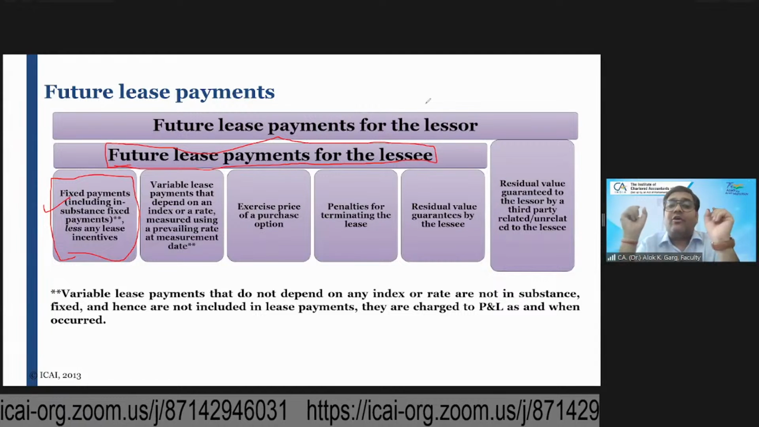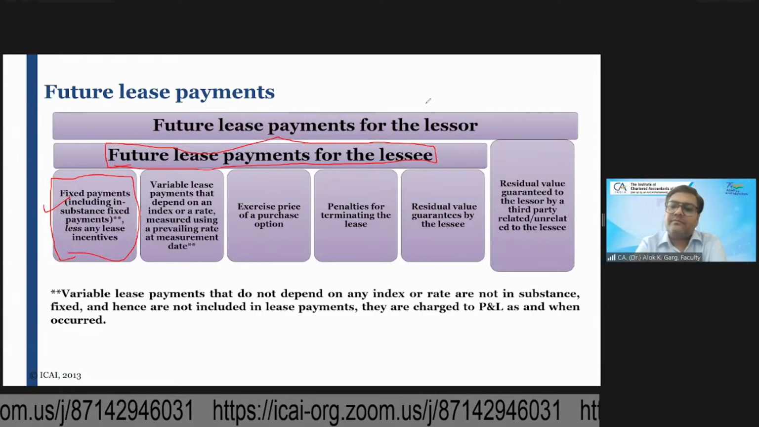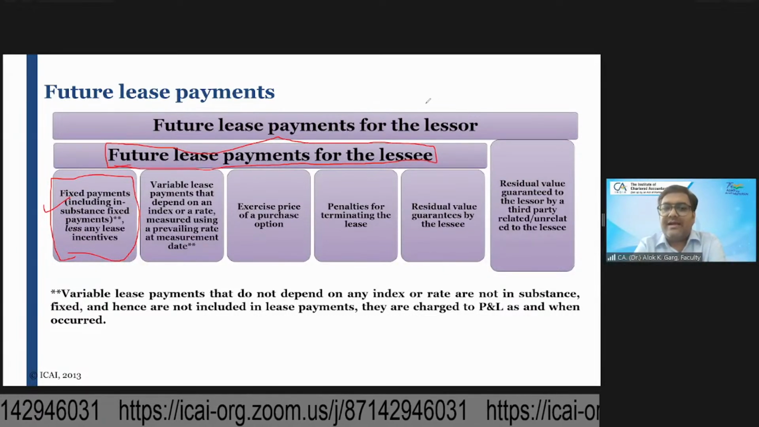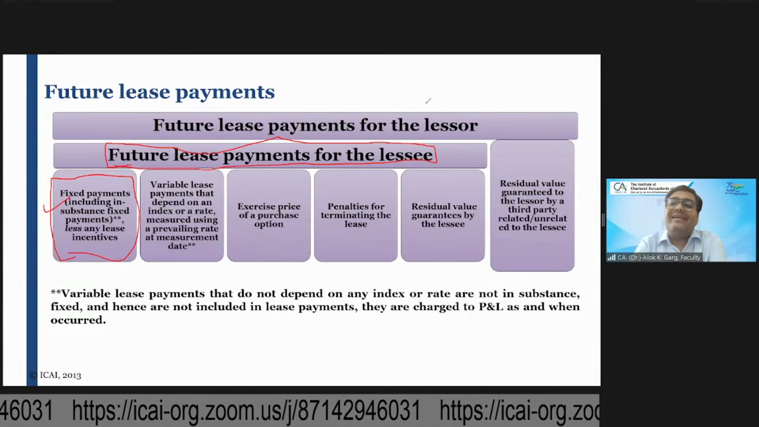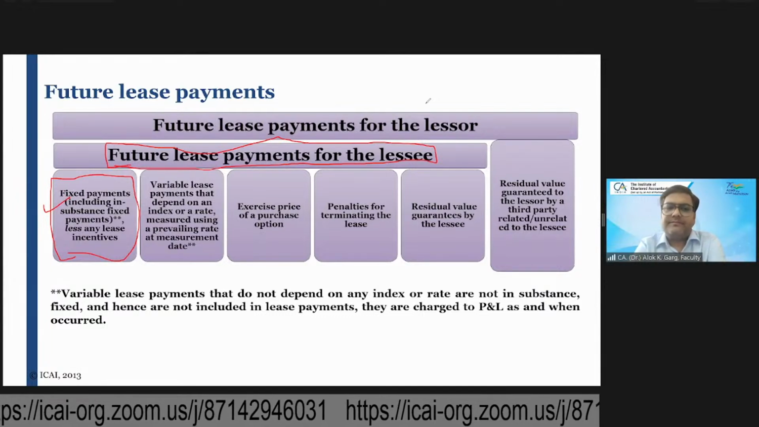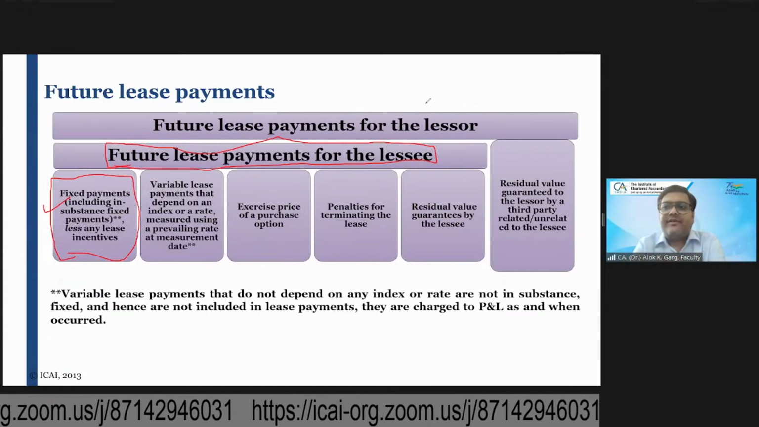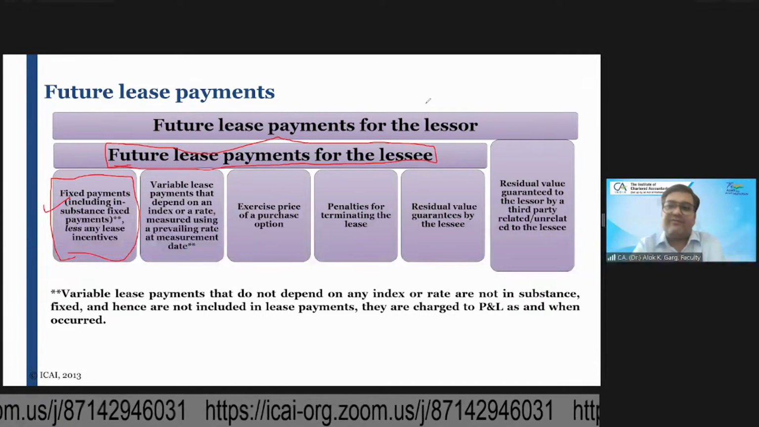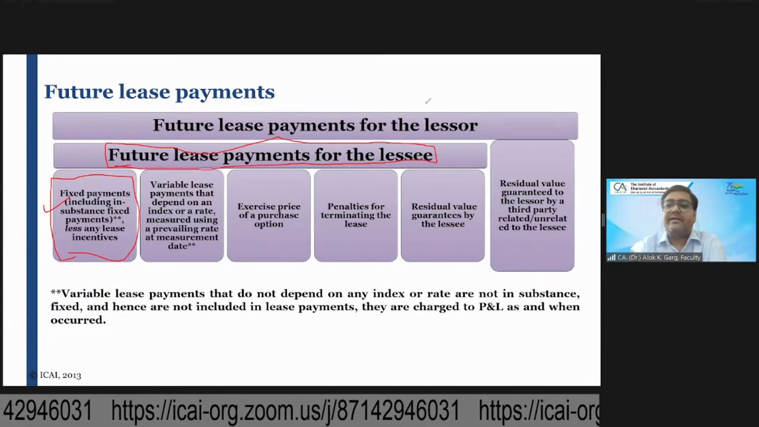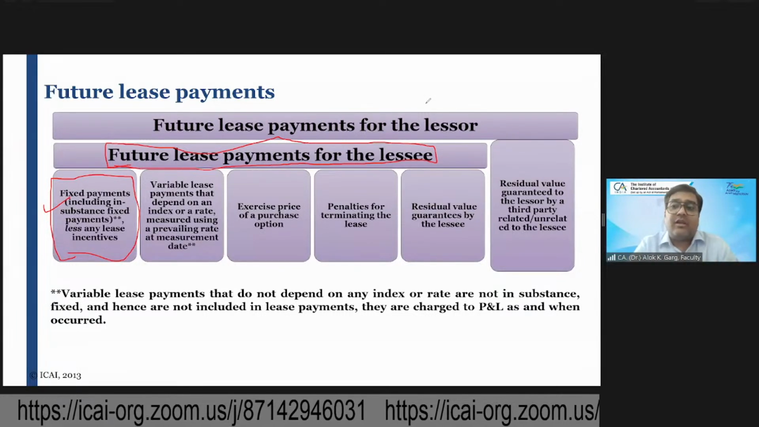Second, variable lease payment depending on an index or rate, measured using a prevailing rate at a measurement date. Let's say the lessor says to the lessee, the rent is 10,000, and I'll increase the rent to the extent of the wholesale price index at the end of every year. Today I'm not aware, so I can expect as per today's wholesale price index. But after 1 year, there is a variation between the estimation and the actual.